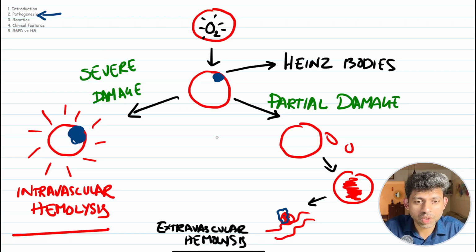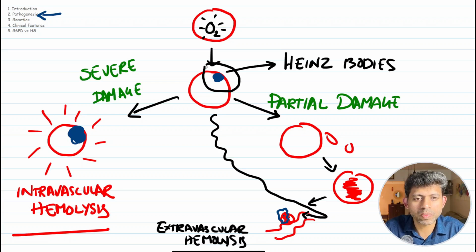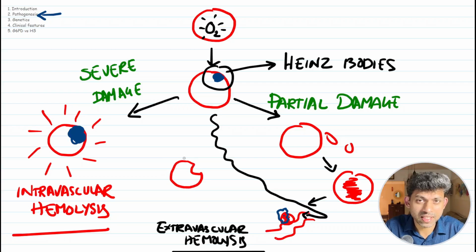Another interesting thing which occurs is when these RBCs with Heinz bodies travel through the splenic cords, these Heinz bodies are eaten up by the splenic macrophages. And the RBCs end up having a very unique shape. They look like somebody has taken a small bite out of them, just like the symbol of Apple. So these cells are called bite cells.